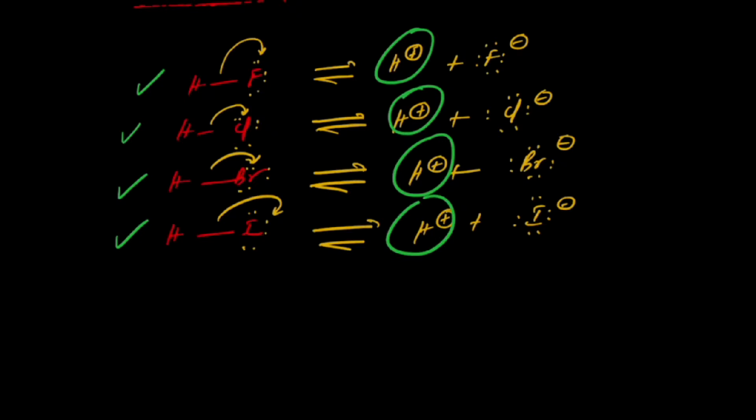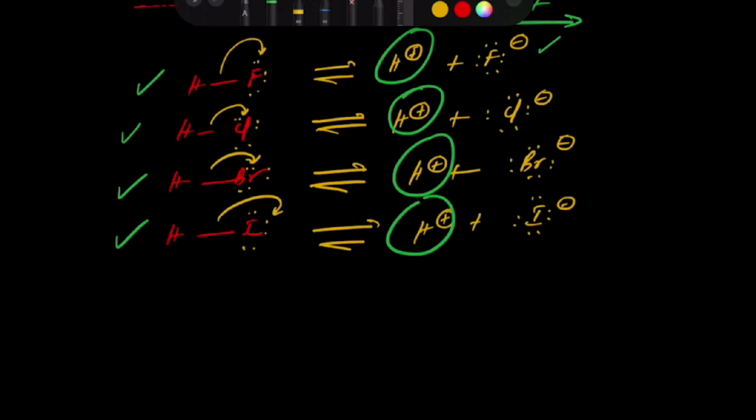Now the question is, which is the most acidic among these? How to answer this? The equilibrium will lie towards the right if the compounds on the right are stable. That means if F minus is stable, the equilibrium will lie towards the right. If it is unstable, then the equilibrium will lie towards the left. Among these, whichever is the most stable will have the equilibrium most towards the right. That means it is most acidic.